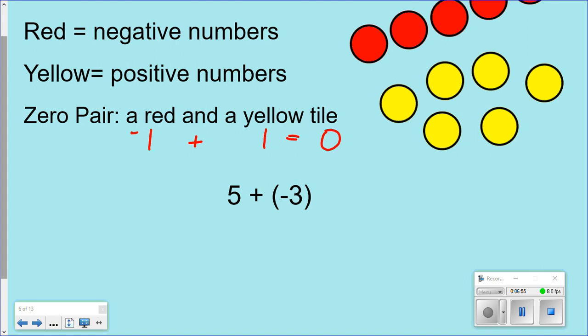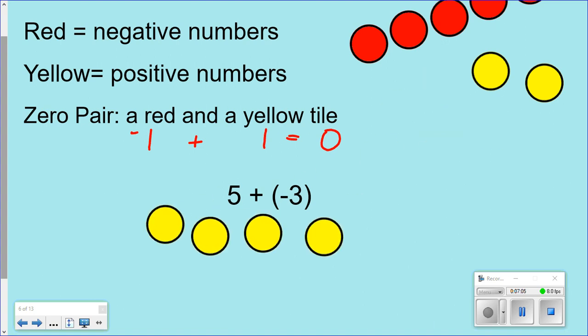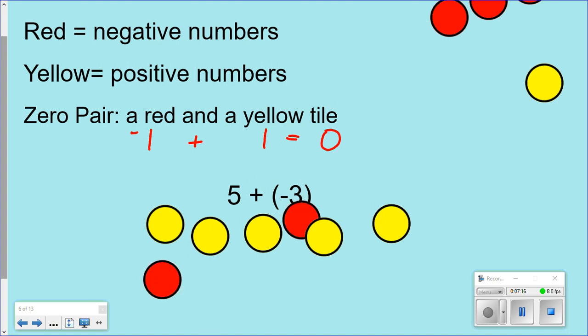So I have a +5. So what am I going to have? I'm going to have 5 what on my desk? 5 yellows. Yep. 1, 2, 3, 4, and 5. Now I'm going to add 3 negatives to it. So what else do I need on my desk then, do you think, Haley? 3 reds. 1, 2, and 3.